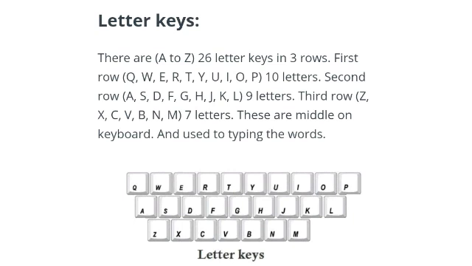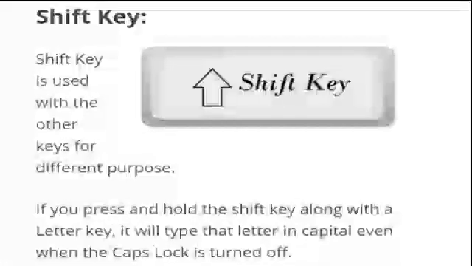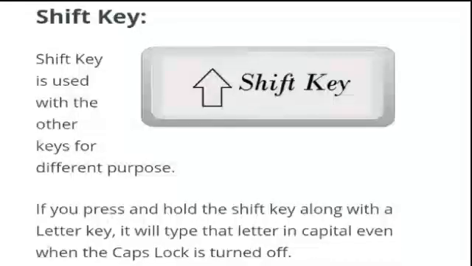Next, we have these letter keys. There are A to Z. I know we've studied some about the QWERTY, the history of these letter keys. 10 letters in the first row. Second row, we have 9. And in the third row, we have this 7. They are in the middle of the keyboard and used for typing the words.